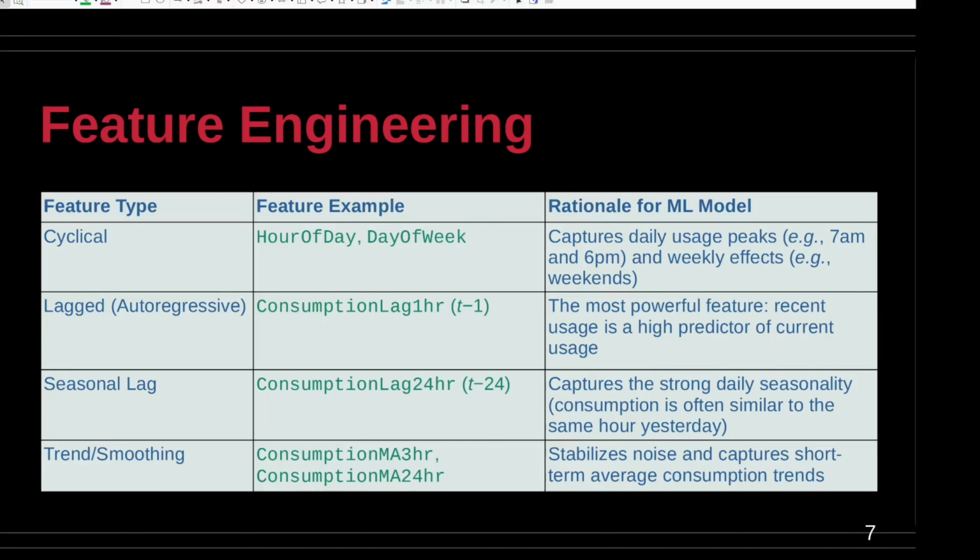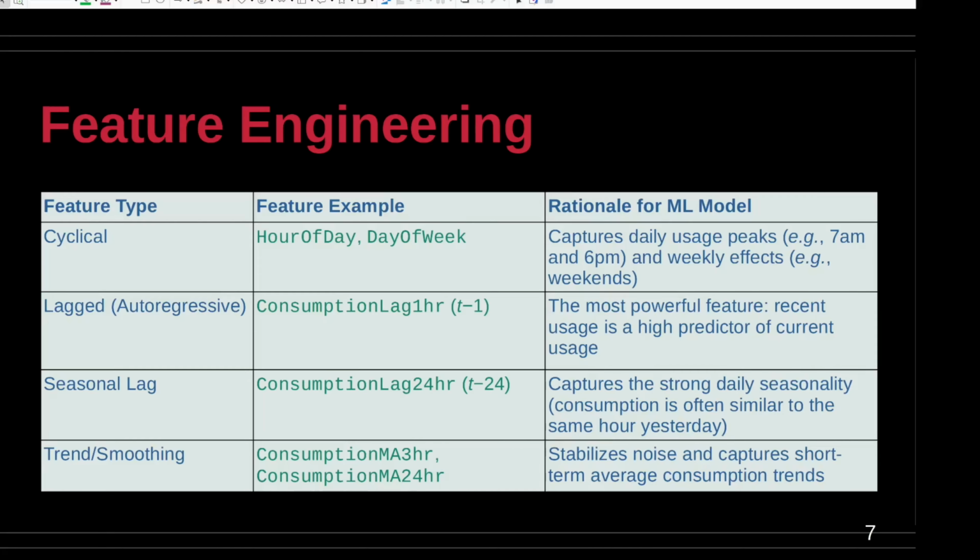Autoregression, the power features. The lagged features, especially consumption lag 1 hour and consumption lag 24 hour, are the most powerful predictors. Water usage at hour T is strongly correlated with use at T minus 1 and T minus 24, the same hour yesterday.